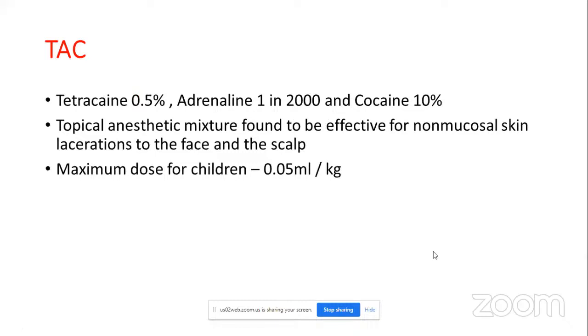What is TAC? It's a composition of tetracaine, adrenaline, and cocaine. It's found to be effective as a topical anesthetic mixture for non-mucous skin lacerations of the face and scalp in children. And the maximum safe dose for children is 0.05 ml per kg. This is it. Thank you.